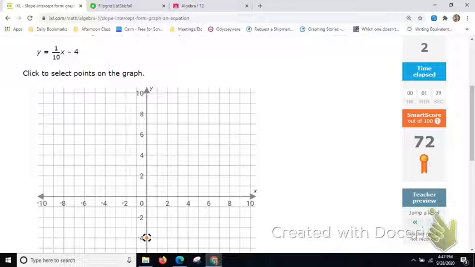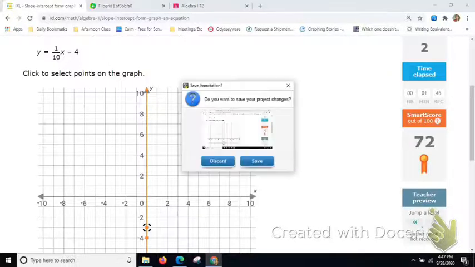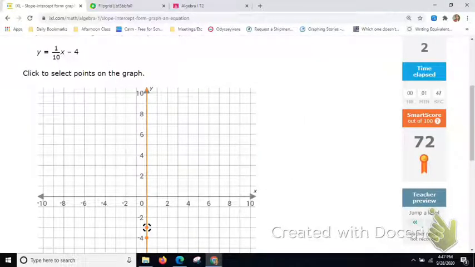So we're going to go up 1 and then over 10. So I did not mean to do that. So up 1 and over 10. So I need to clip that off. Over 10. So notice when the slope is a small fraction like 1/10, it's not very steep.